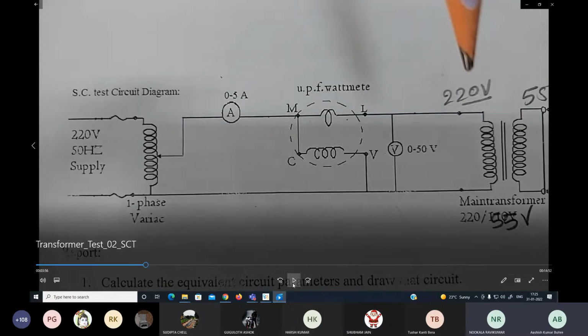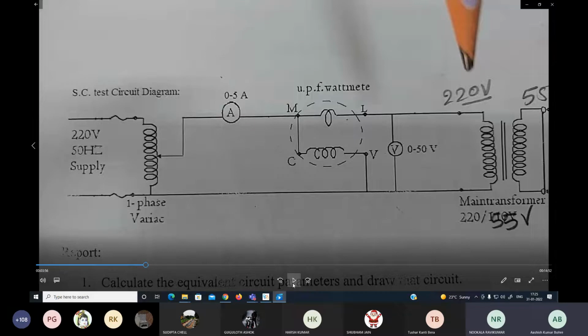The voltmeter reading is wrong. This is 300. Okay, so don't worry. This is a type of mistake. Don't worry. If it is 220, so it is 300.